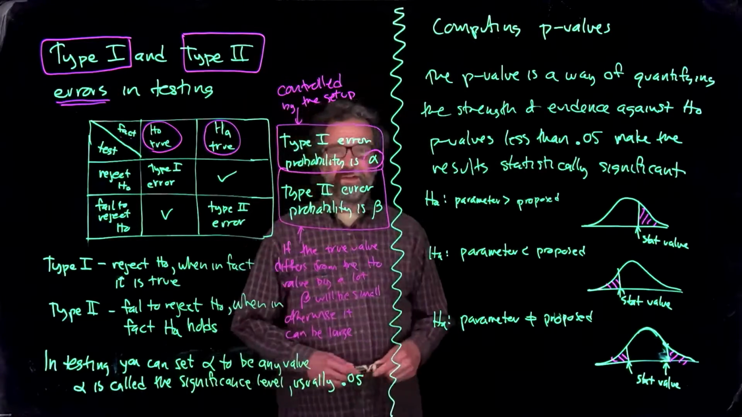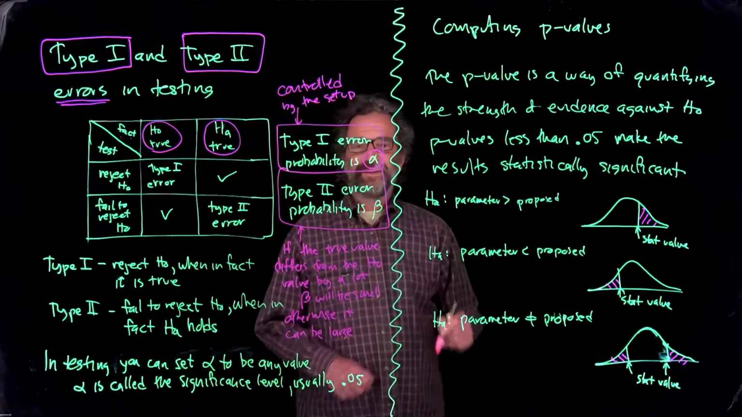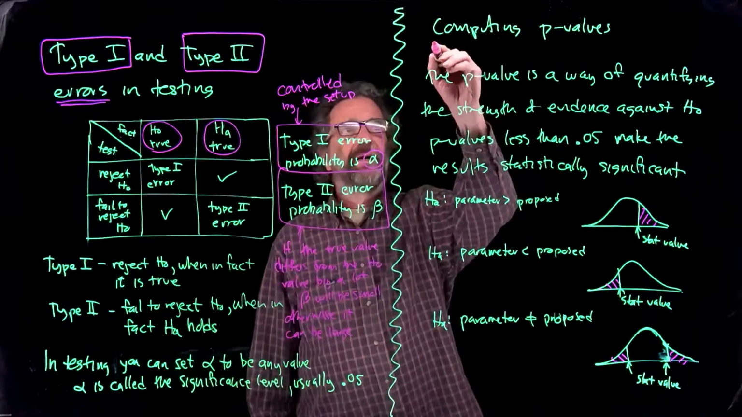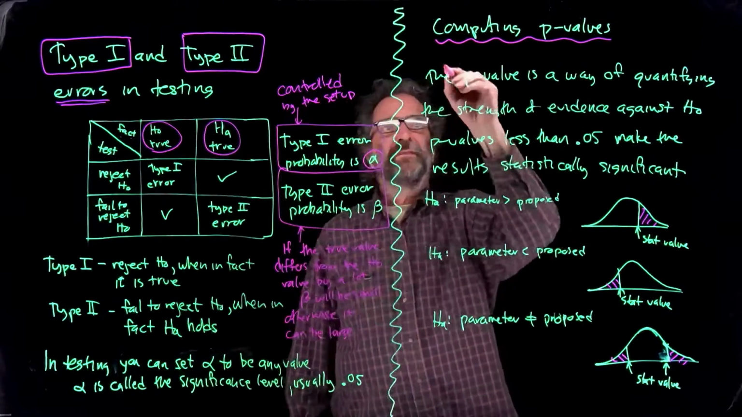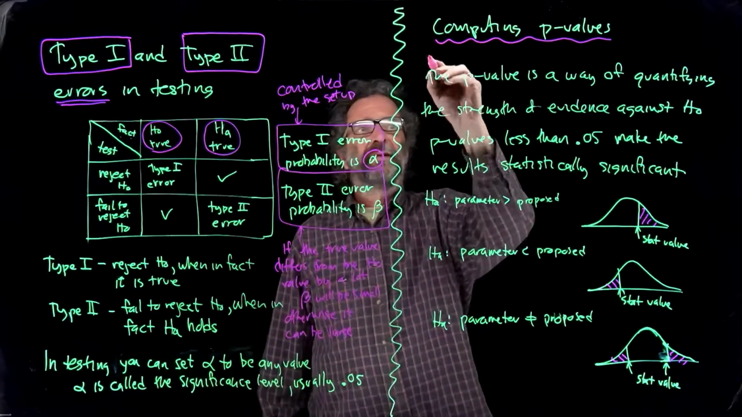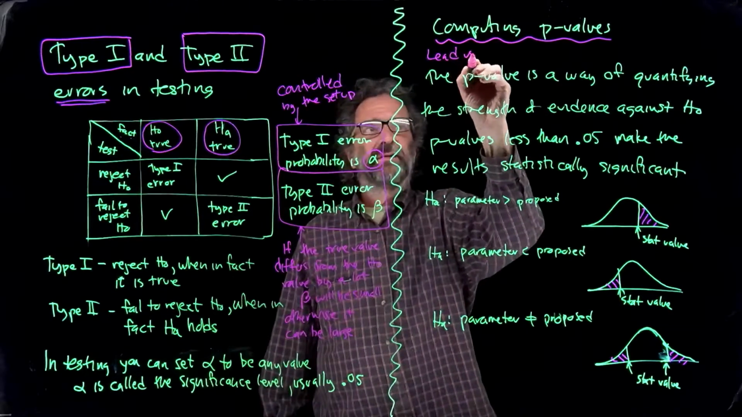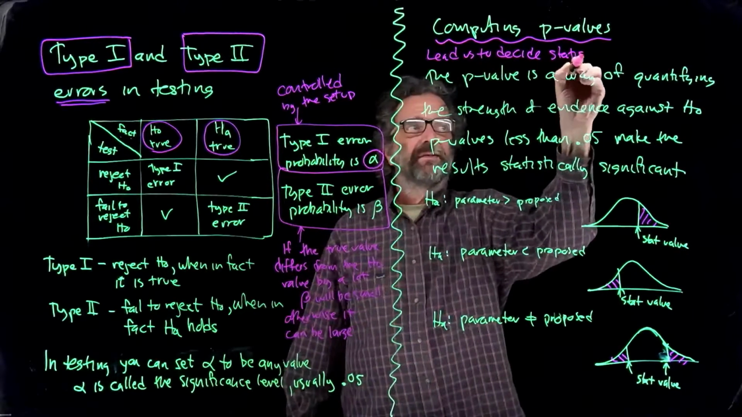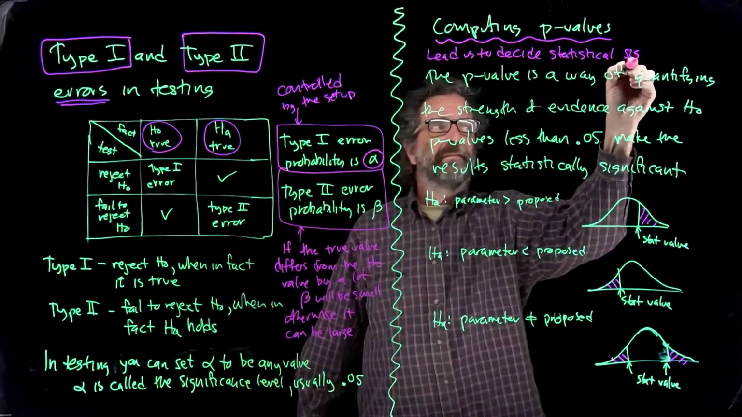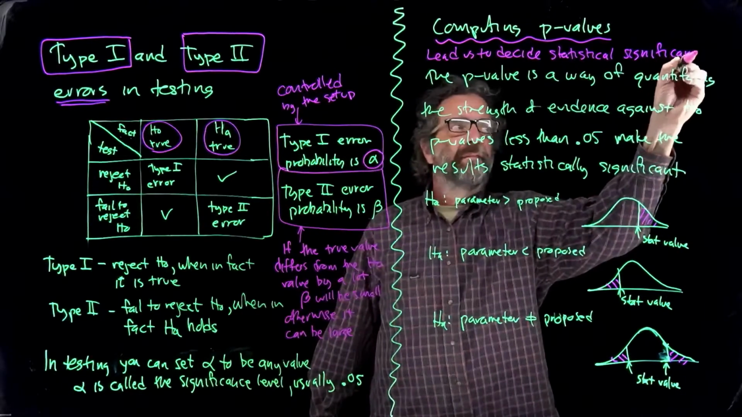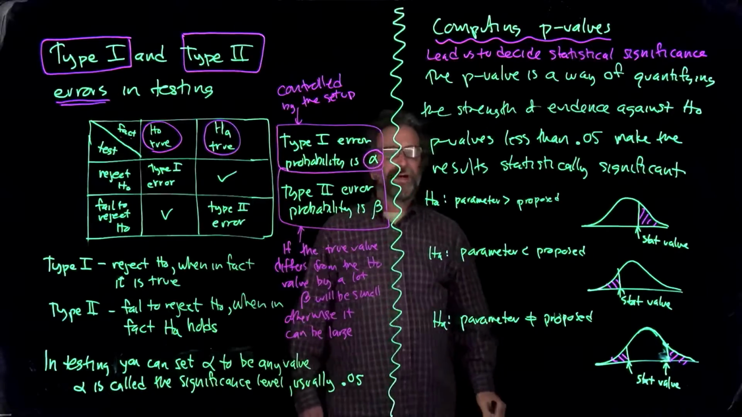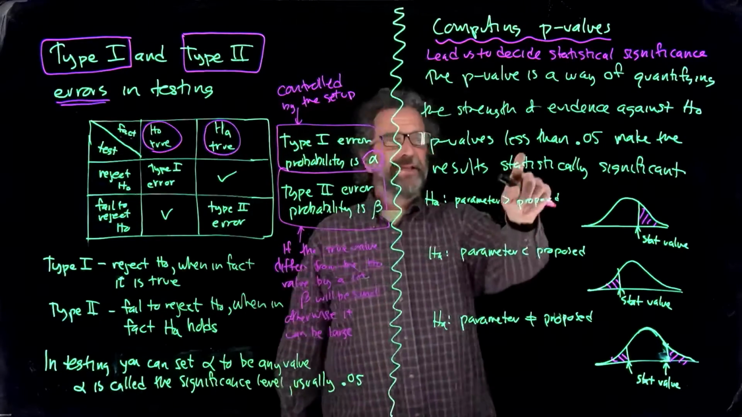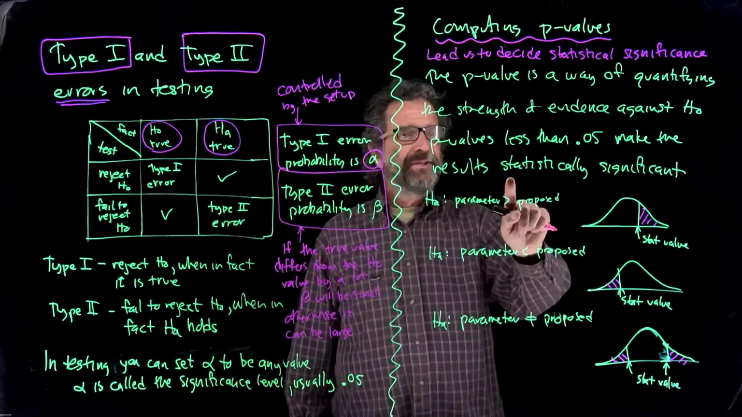So that's the story on error probabilities. Over here is computing p-values. We still haven't really told you how we're going to decide. It's coming up though. The p-value is going to tell us. So these lead us to decide statistical significance. The p-value is a way of quantifying the strength of evidence against the null hypothesis. P-values less than 0.05 make the results statistically significant.